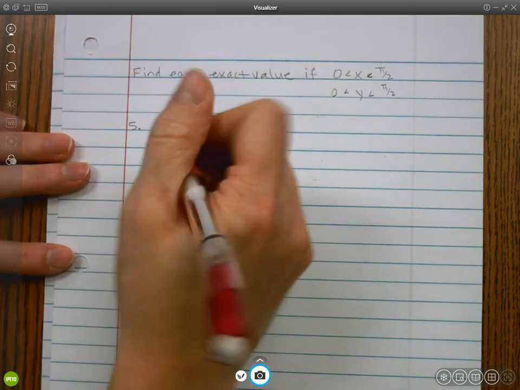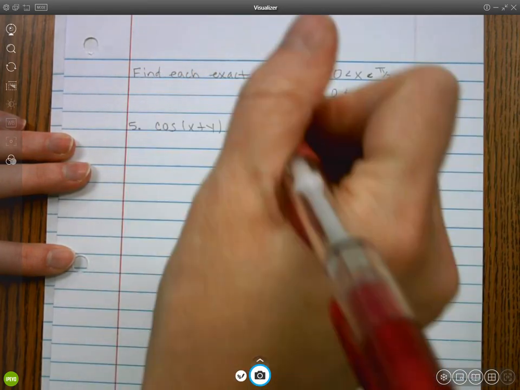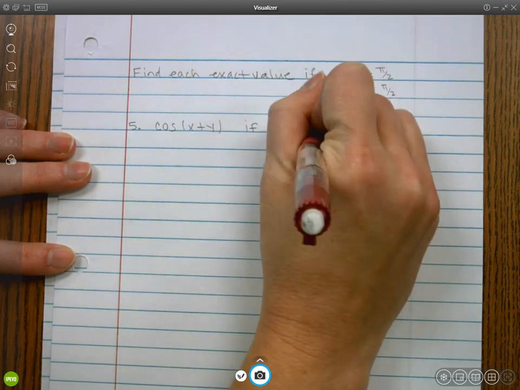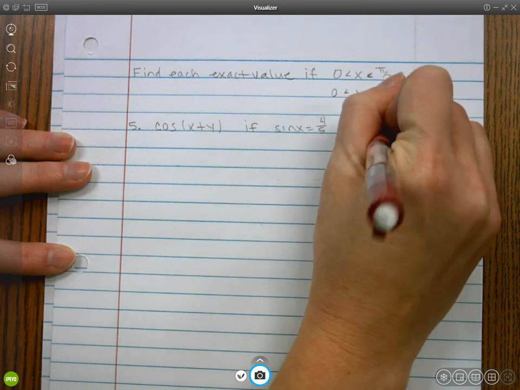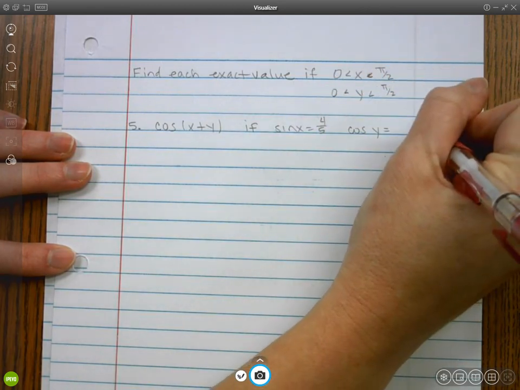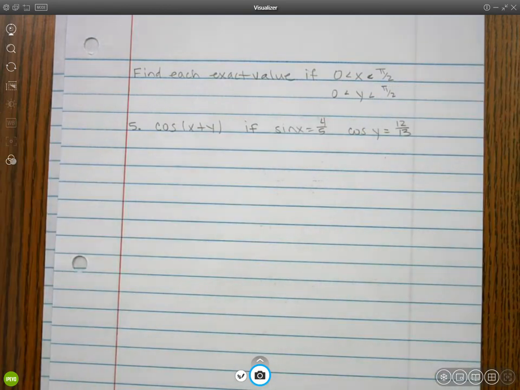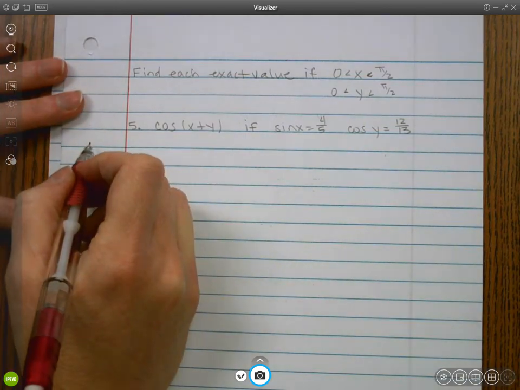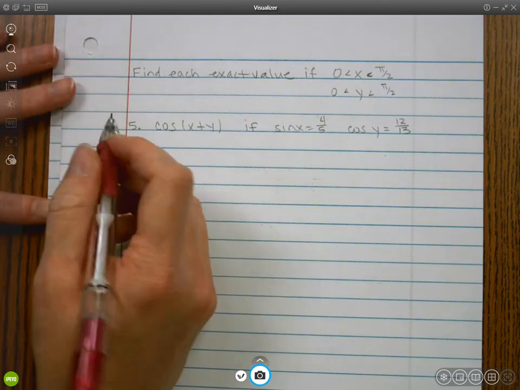All right, so number 5, they want cosine of x plus y if sine of x is 4/5 and the cosine of y is 12/13. All right, so the good news is they tend to give you numbers that come from Pythagorean triples.